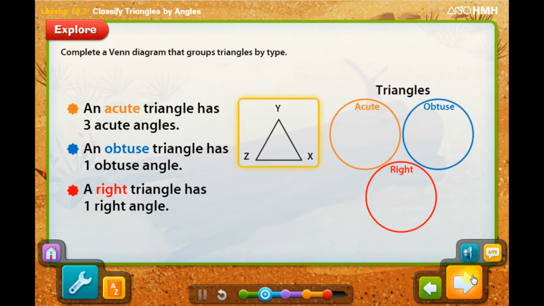So first, this is called a Venn diagram. It has 3 circles according to the names of triangles. So we put here acute triangles, here obtuse triangles, and here right triangles. Acute has 3 acute angles, obtuse has 1 obtuse angle, and a right triangle has only 1 right angle.